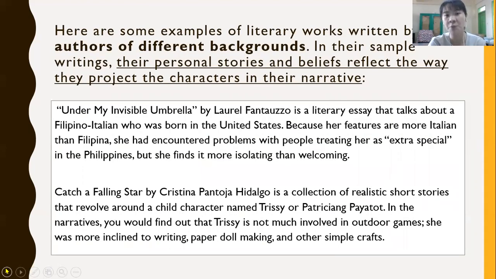Here are some examples of literary works written by authors of different backgrounds. In their sample writings, their personal stories and beliefs reflect the way they project the characters in their narrative. So it simply means it's all about themselves. It's all about herself or himself. It's all about his story, experiences, since it is about the biography of a person.